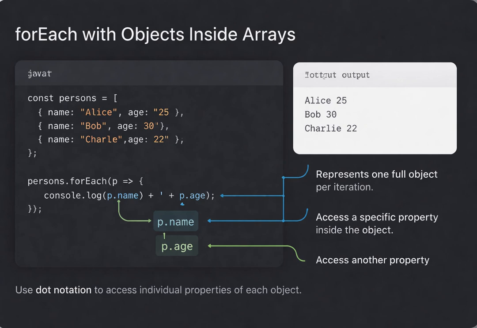To access a specific property inside that object, we use dot notation. p.name gives us the name, and p.age gives us the age. We can also concatenate them together with a plus sign to print them on the same line. This pattern, looping through an array of objects and accessing their properties, is something you'll use constantly in web development.